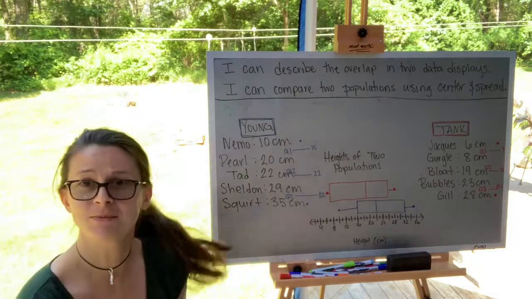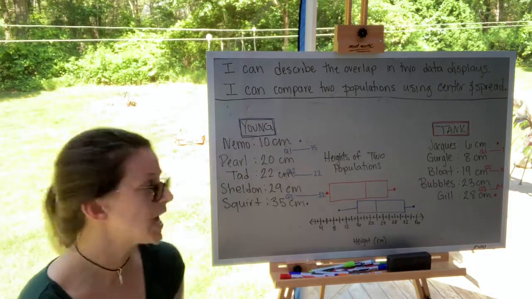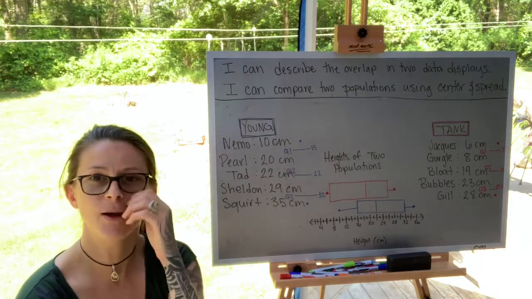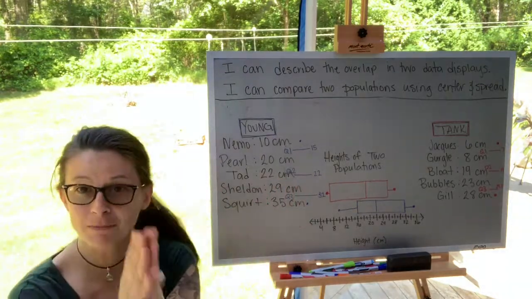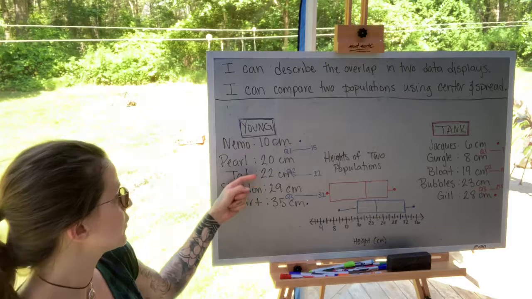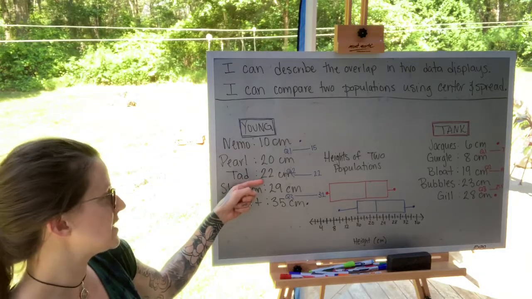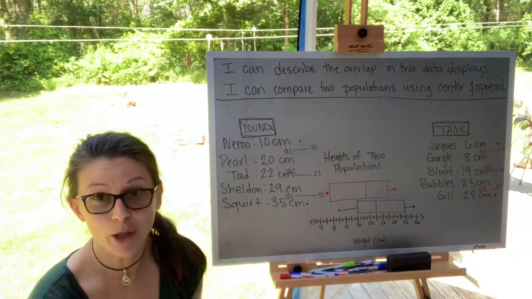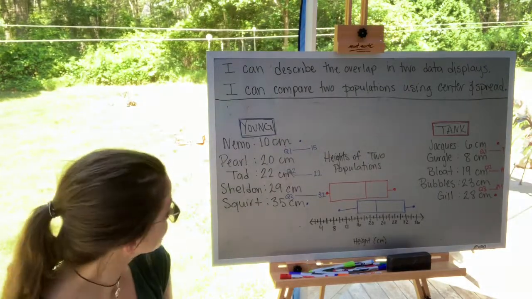First, I decided to make quick box and whisker plots. Since the data sets are size 5, that's an odd number, which means we have a perfect middle number, our median. So for the young characters, it's Tad at 22 centimeters. And for the tank characters, it's Bloat at 19 centimeters.